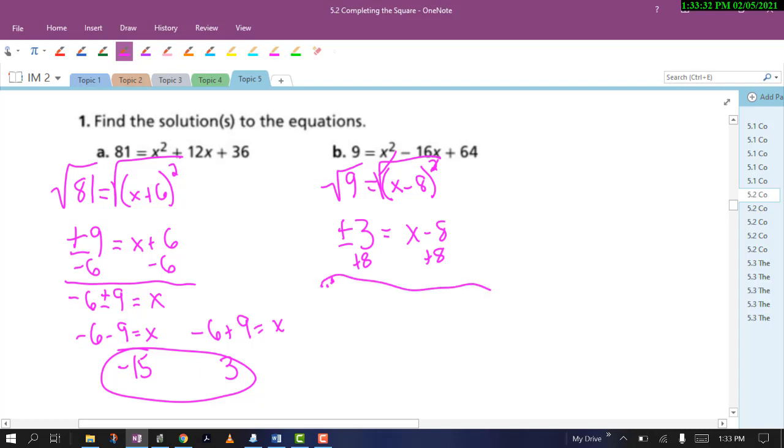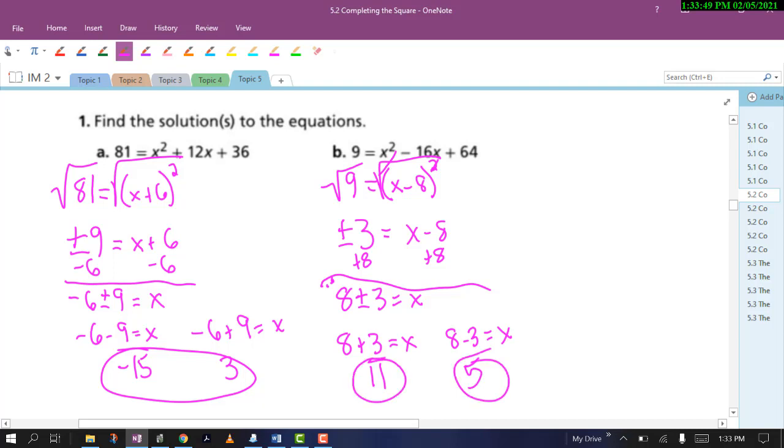So just like in the last problem, we got 8 plus or minus 3 equals x. So one of them is 8 plus 3 equals x, or 11. And one is 8 minus 3 equals x. And of course that's 5. So we got our two solutions using our square roots.